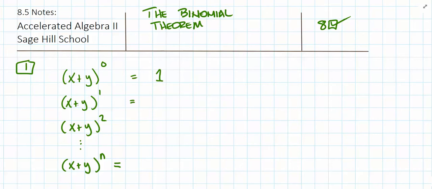If we take x plus y and raise it to the first power, we would just get back x plus y. If we take x plus y and raise it to the second power, we would get an x squared plus a 2xy plus a y squared. Don't forget that 2xy in there.